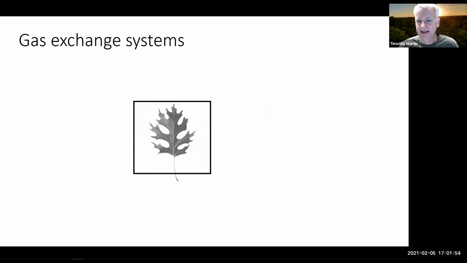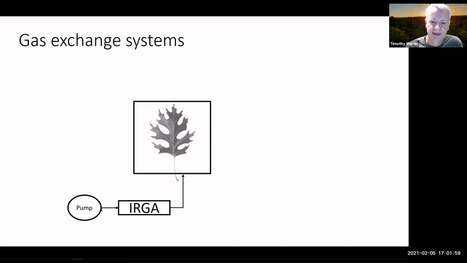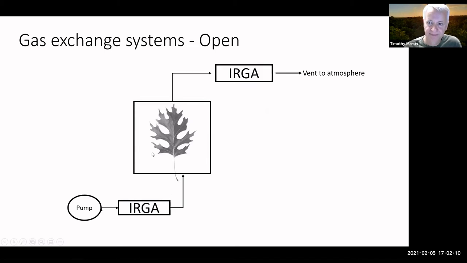So let's think about another type of gas exchange system. We start out with the chamber again. Now we have a pump that's pushing air from the atmosphere or from some other source through an infrared gas analyzer and into the chamber. Then we have more tubing that leaves the chamber and goes through a second infrared gas analyzer and then vents to the atmosphere. This type of system is called an open system because the system is open to the atmosphere. We're just flowing air through the chamber and out into the atmosphere.